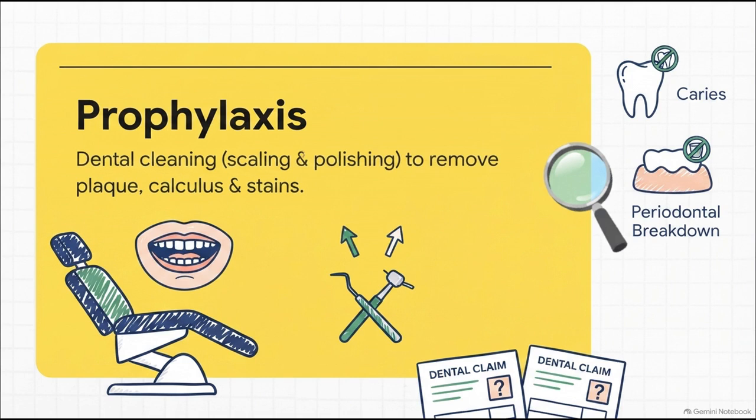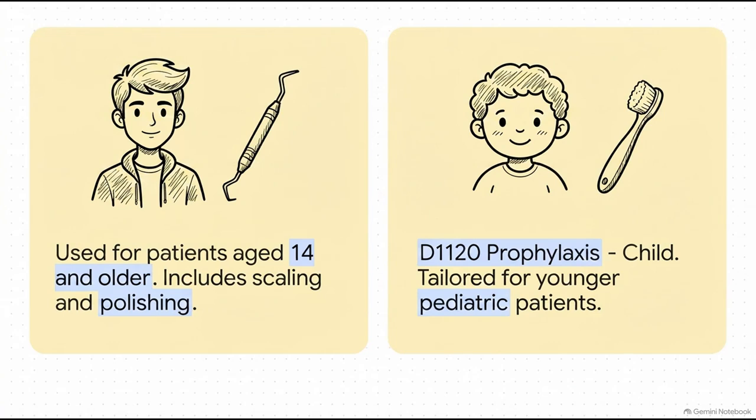But assuming they do, you basically have 2 primary codes to choose from. The CDT guidelines make this distinction incredibly black and white based on age. You're going to bill code D1110, that's the adult prophylaxis, for patients who are exactly 14 and older. Conversely, you'll use D1120, the child prophylaxis, strictly for your pediatric patients age 13 and younger. It seems totally foolproof, right? 14 gets the adult code, 13 gets the child code.